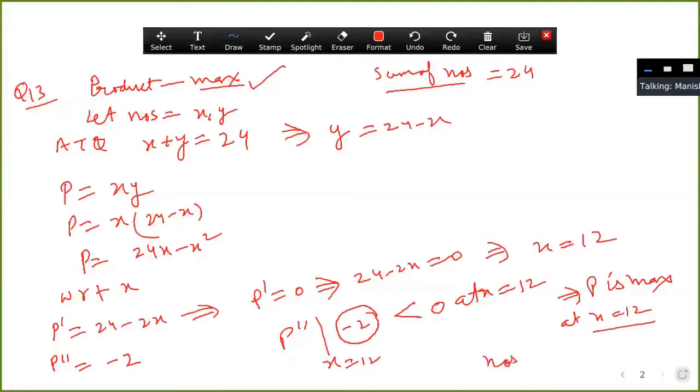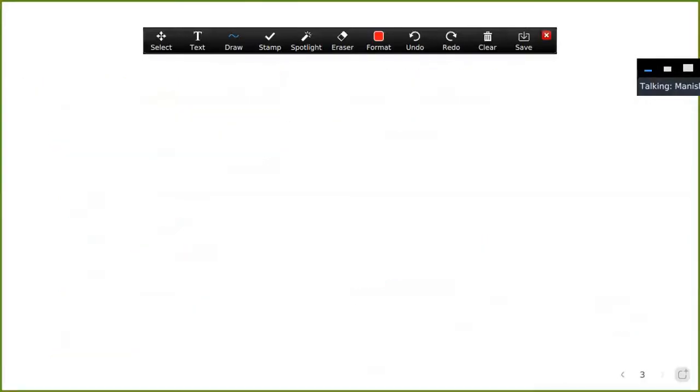What will the numbers be now? If the first number is 12, the second number will also be 12, because the sum of the two numbers is 24. If x is 12, then y will be 12. It is maximized because by the second derivative method, if the second derivative at the critical point is less than 0, the function shows a maximum value at that point. Okay. Now come to the next question. Try question numbers 14, 15, 16. These are the same as question number 13. You can try these questions.